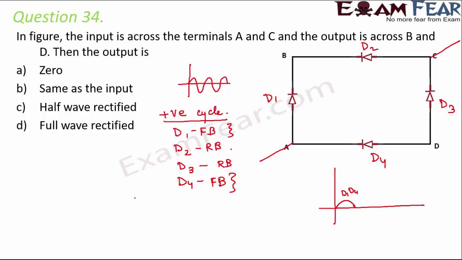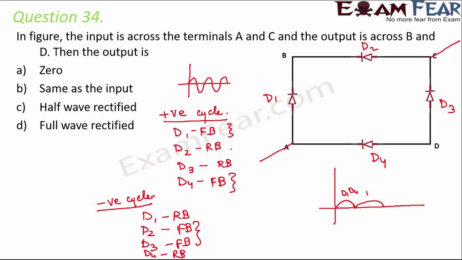Now, when we talk about the negative cycle, what happens? In the negative cycle, the D1 diode becomes reverse biased, but D2 becomes forward biased. D3 is also forward biased, and D4 becomes reverse biased. So this time also the output will be positive, but this time it is because of D2 and D3.